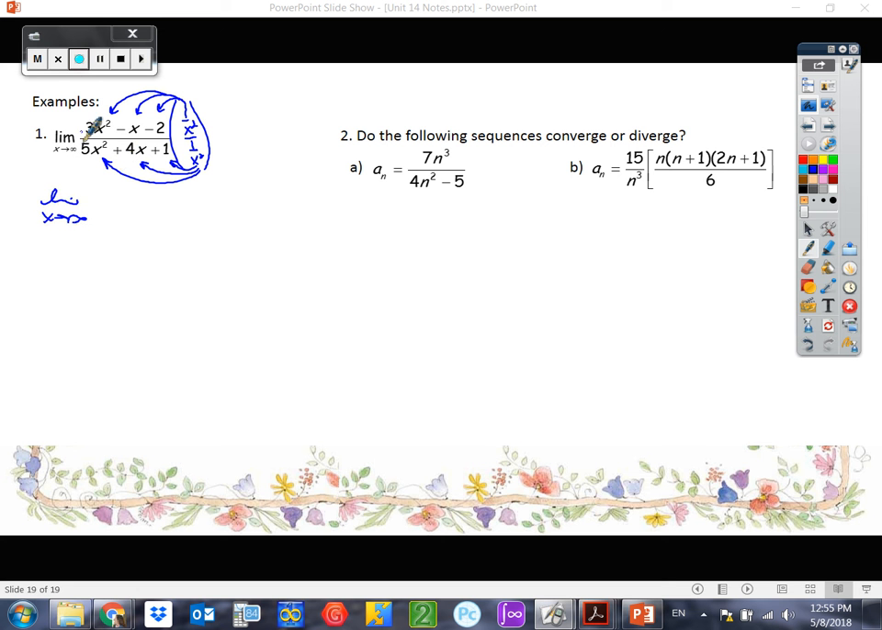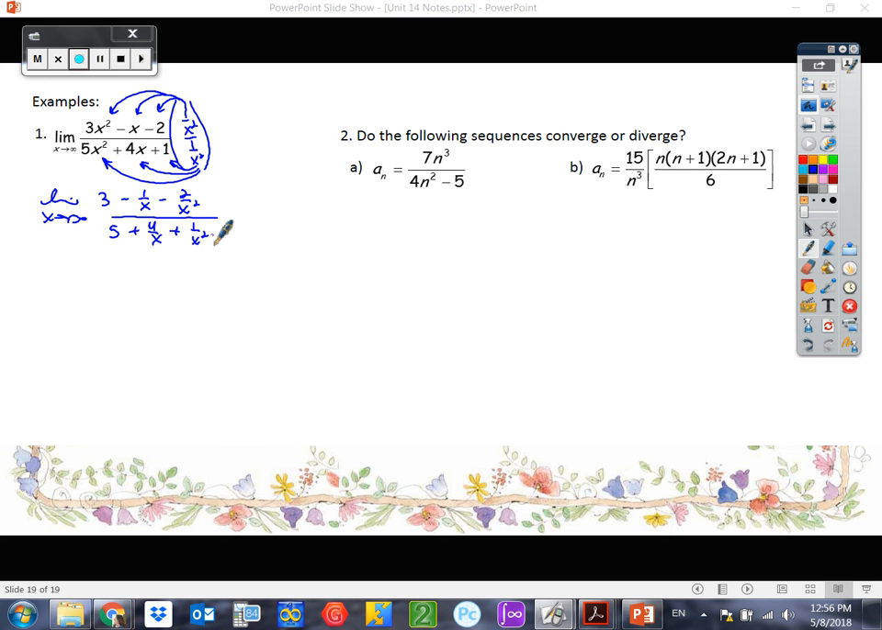So when I multiply 3x squared times 1 over x squared, I get 3. When I multiply negative x times 1 over x squared, I get negative 1 over x. When I multiply negative 2 times 1 over x squared, I get negative 2 over x squared. Okay, and then for the denominator, when I multiply 1 over x squared times 5x squared, I get 5. And now I'm going to multiply 1 over x squared times 4x. That gives me 4 over x. And lastly, 1 over x squared times 1 is 1 over x squared.